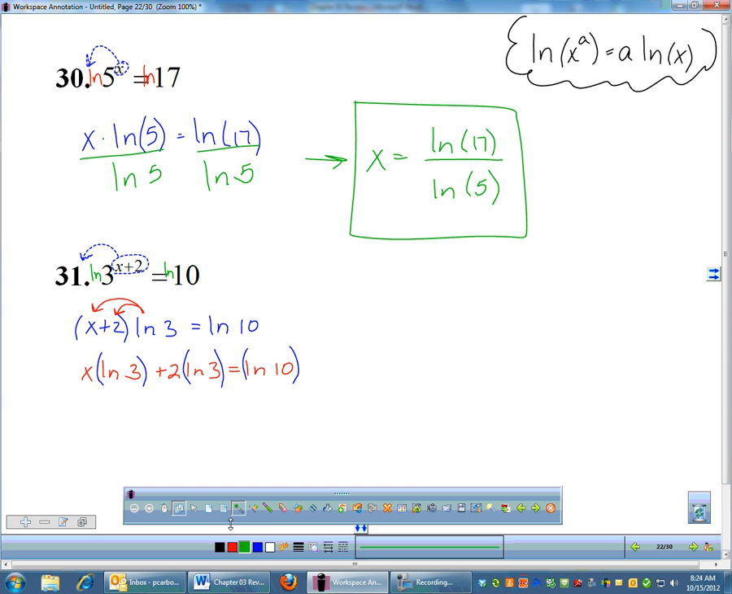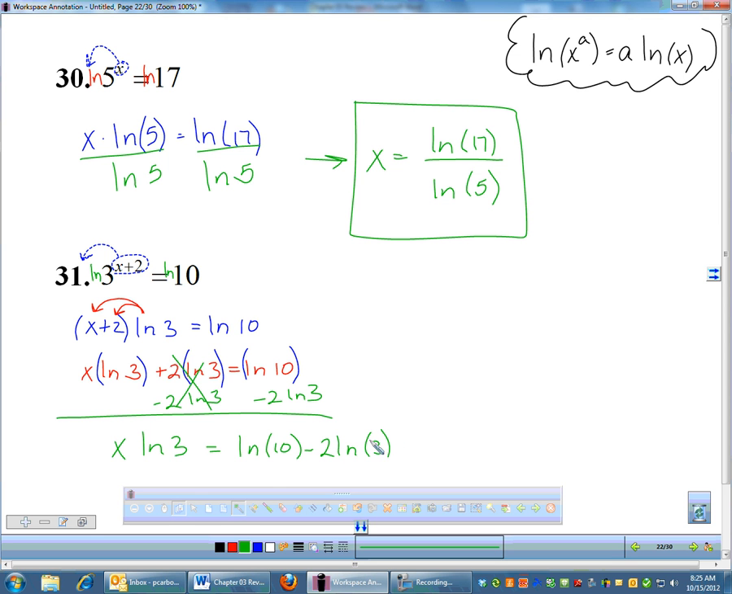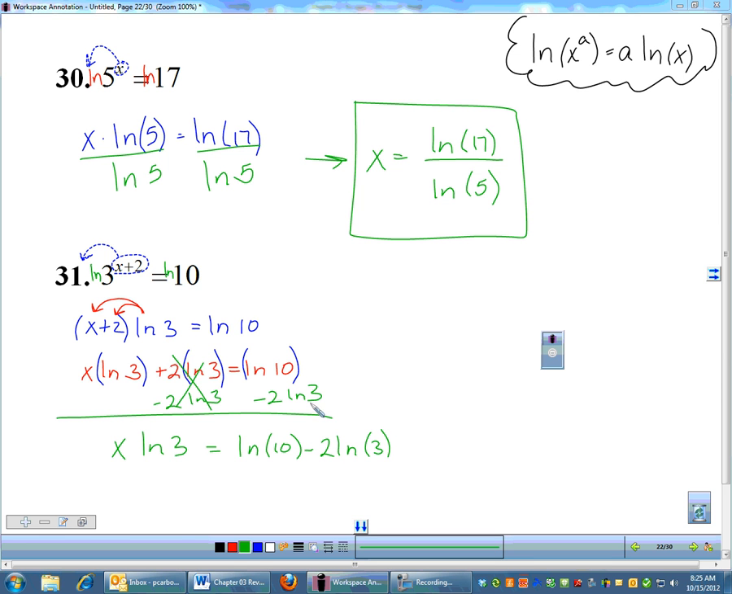So I'm going to start by subtracting the 2 ln 3 from both sides of the equation. And don't try to clean that up, because it doesn't clean up nice. These cancel. 2 ln 3 minus 2 ln 3 is 0, so those cancel. I'm left with x ln 3 on the left side equals, and ln 10 minus 2 ln 3 does not combine. You cannot combine them if the logs have different numbers inside. So that's what we have.